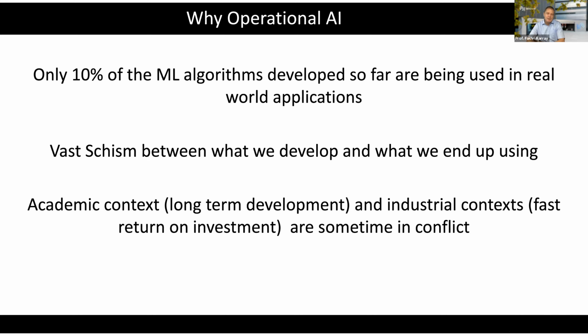And this is a problem, because we are trying to develop centers, and we are trying to educate experts on utilizing tools of AI. And still, only 10% of these tools are being utilized. The major problem comes from the fact that the academic context, which is long-term development based on research, and the industrial context, which is taking products and commercializing them, differ. The industrial context would like to have a fast return on investment. They would like to have systems that work and are easily usable by humans. So these two types of objectives or contexts are, a lot of the time, not just sometimes, in conflict.